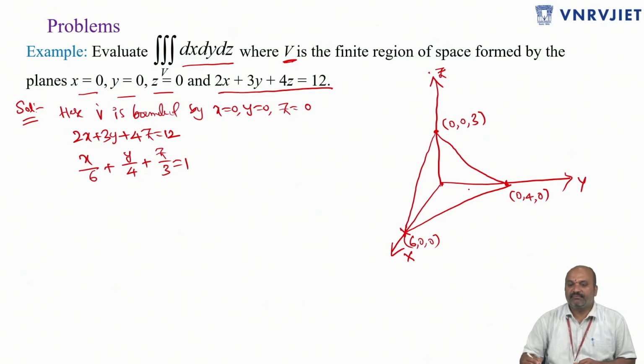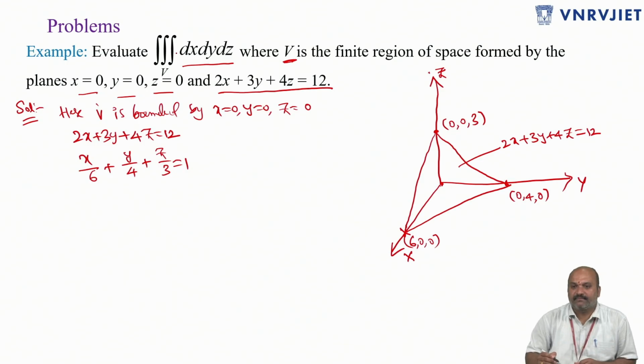So this is the plane. See this triangular region here. This is the plane 2x plus 3y plus 4z equals 12. Observe carefully, the integrand is 1. You are finding the volume of this, which is also called a tetrahedron.